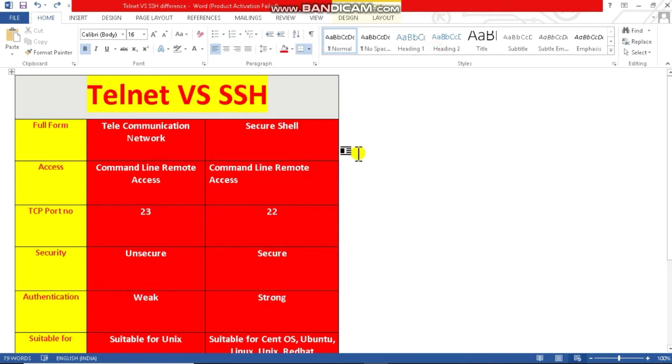Today we are going to talk about the difference between Telnet versus SSH. First up, know what Telnet is and what SSH is. Both work equally, but Telnet is the old version and SSH is the latest version, which work for remote access by command line. Every data like user documents, everything you can access by Telnet and SSH.